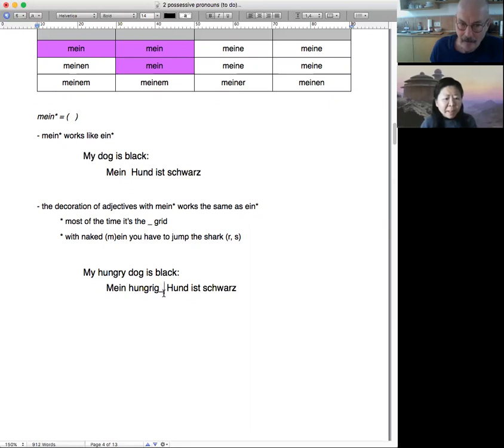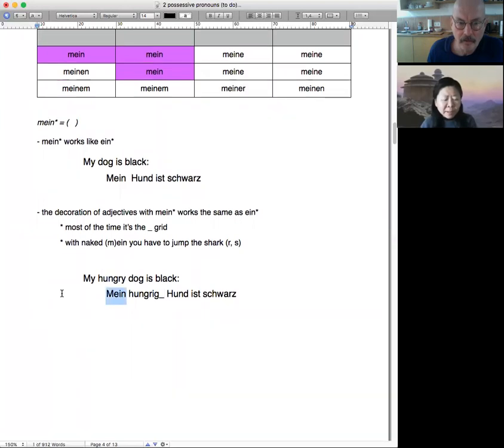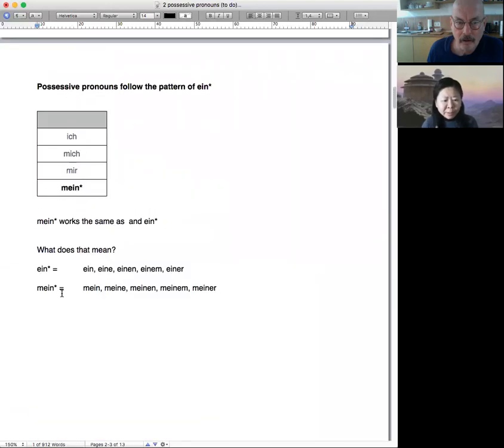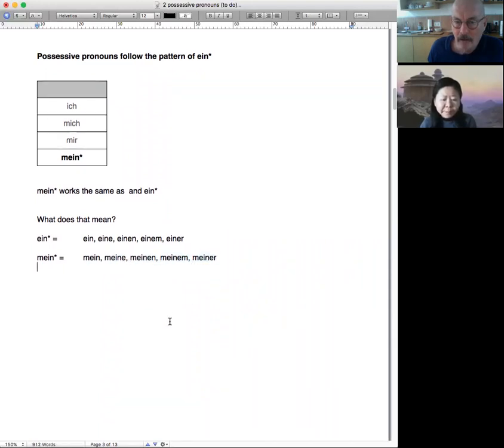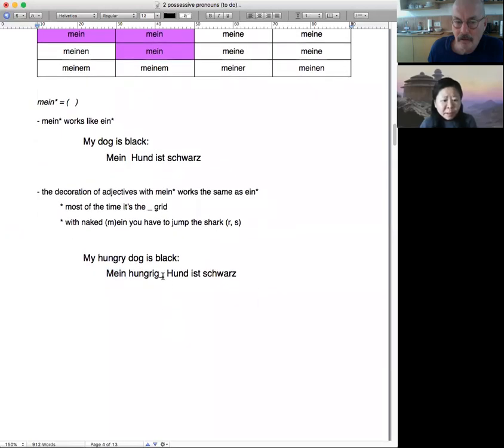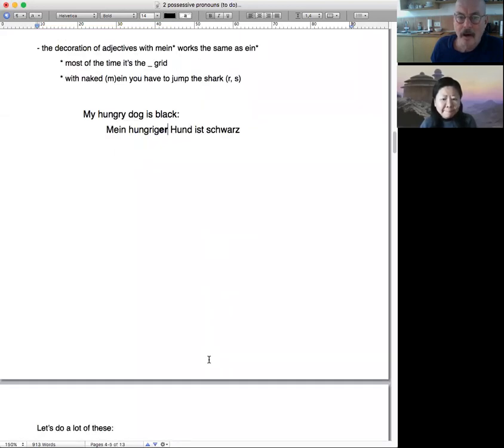Now, my hungry dog is black. Mein, hold on. So here I have a question: whether I should use the pot or the strong grid, because now it's mein and I don't know whether mein is just in the same category with the articles. It does exactly the same thing. If it's mein, you jump the shark. If it's anything else, you use the pot grid. Okay, so I jump the shark. Mein hungriger Hund ist schwarz.